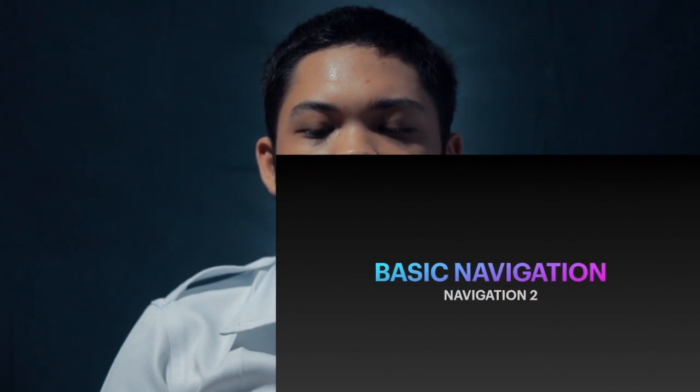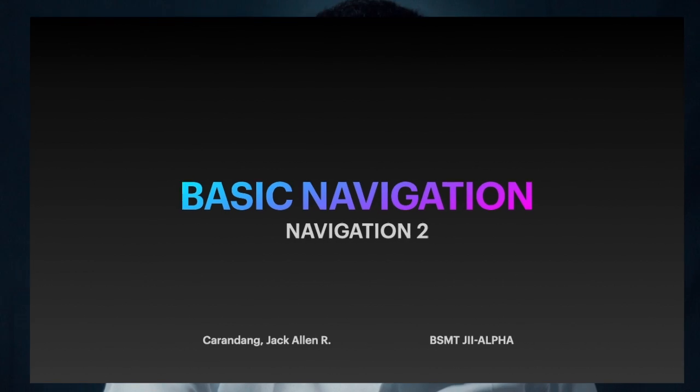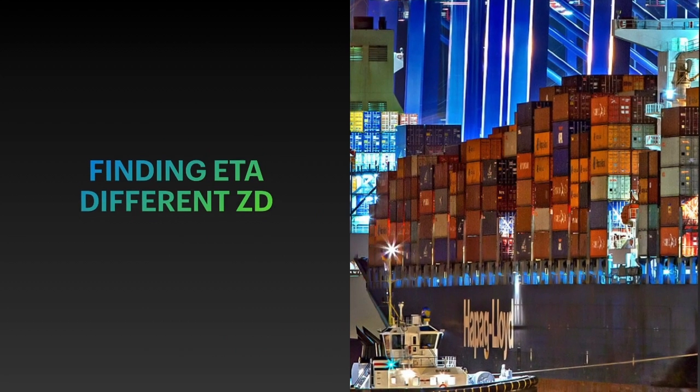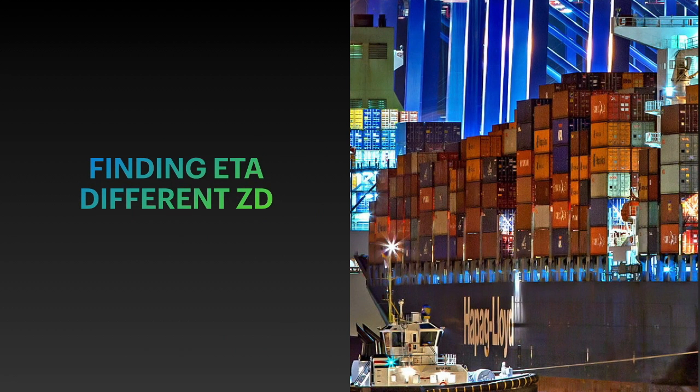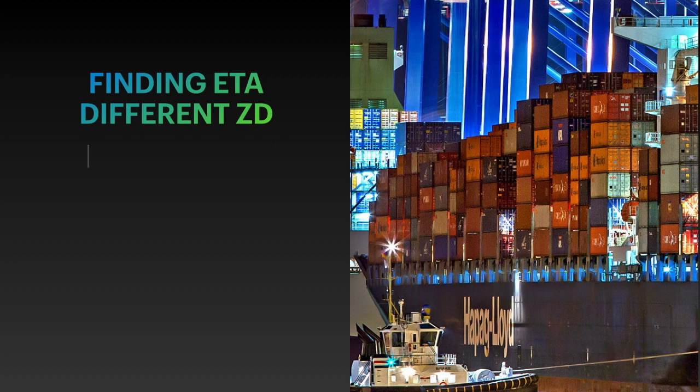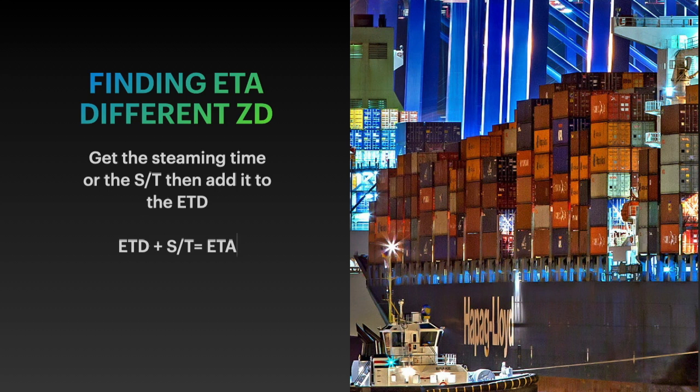So as a continuation dun sa first part ng basic navigation lessons natin, ang next ko ituturo is finding the estimated time of arrival with different zone descriptions. So almost the same lang sa finding estimated time of arrival with the same zone descriptions. Get the steaming time or the ST and add it to the ETD. So ang formula natin is ETD plus ST equals ETA.